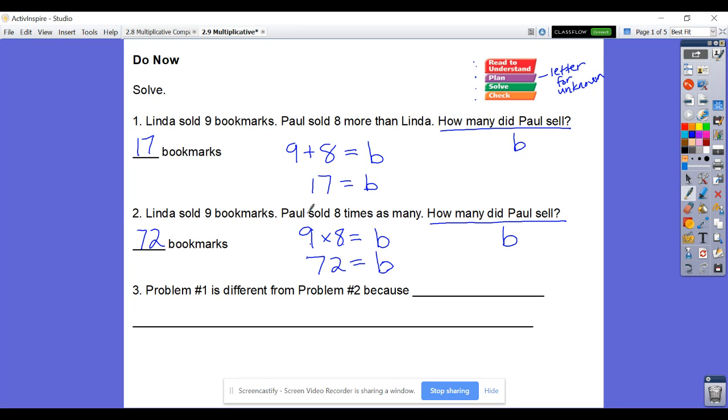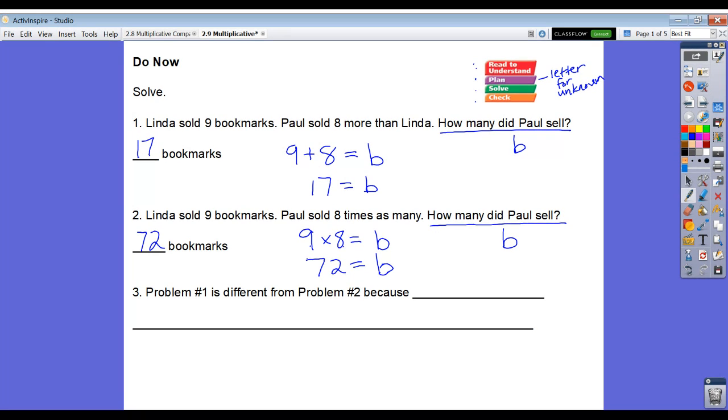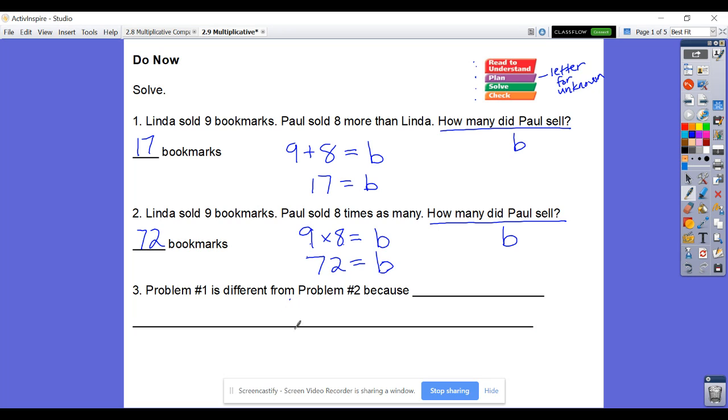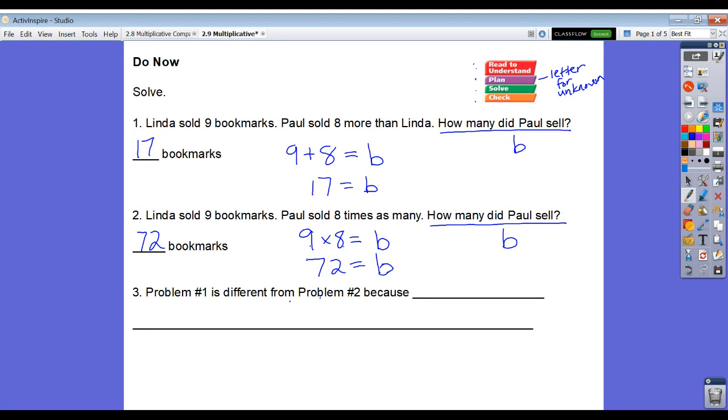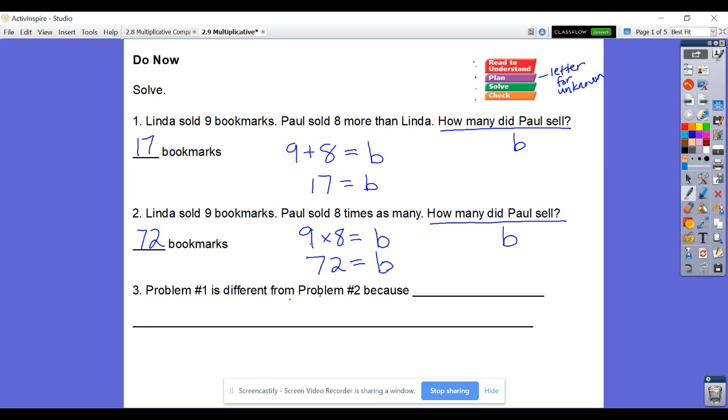So I wasn't playing a trick on you. These weren't exactly the same problem. It wasn't a typo. There was a little difference here. And what was the difference? I didn't write this one because you could have said a variety of things. Maybe the first one you said Paul had sold 8 more than Linda, but in the second one, Paul had sold 8 times as many, right? These were a couple of the key words. 8 more versus 8 times.